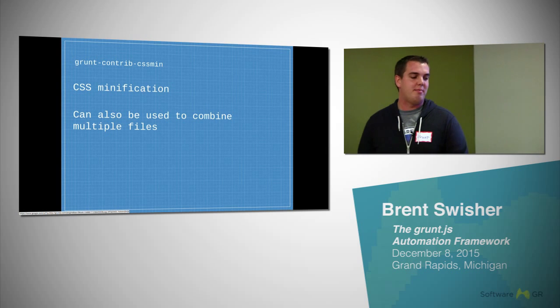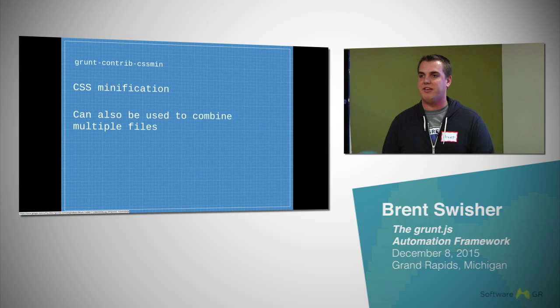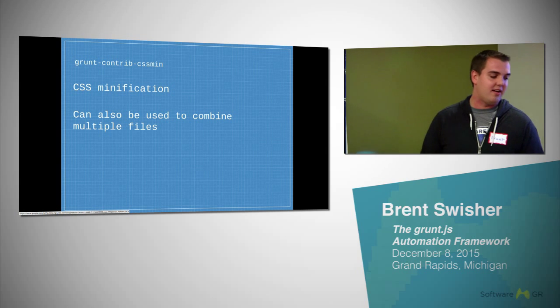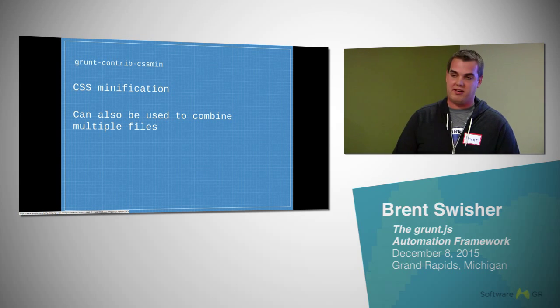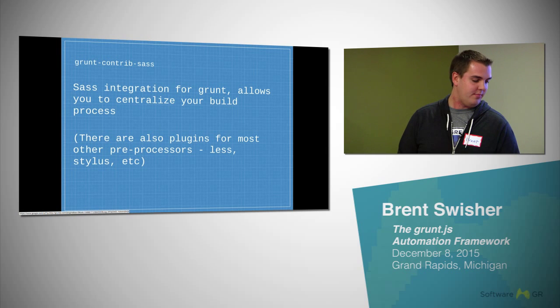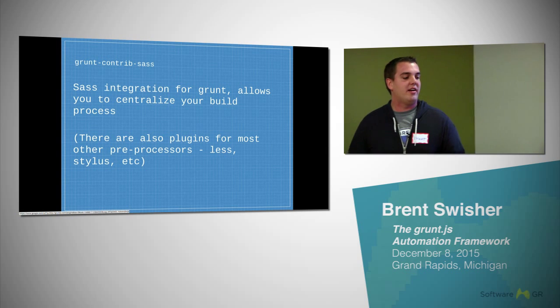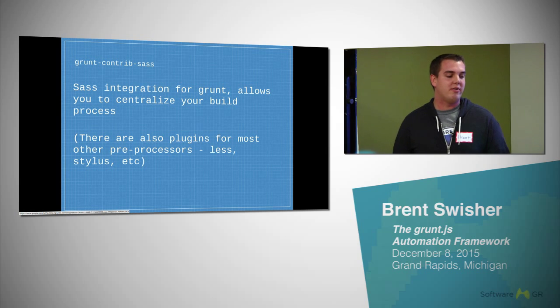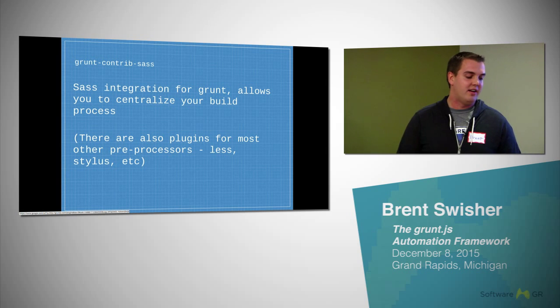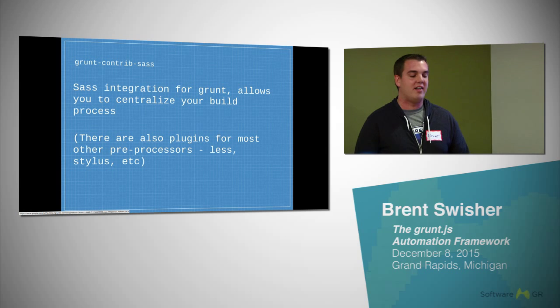We'll talk about CSS min, which is basically the same thing as Uglify does for JavaScript. This does it for CSS. It minifies it, and you can use it to combine multiple files. I mentioned Sass earlier. Grunt also integrates with Sass and Less and Stylus and most of the other preprocessors, which is really nice when I found that out, because before I was using Sass, so I had Sass watching Sass files and saving CSS, and then I had Grunt, and I had all these things going, and this kind of lets you package them all together.